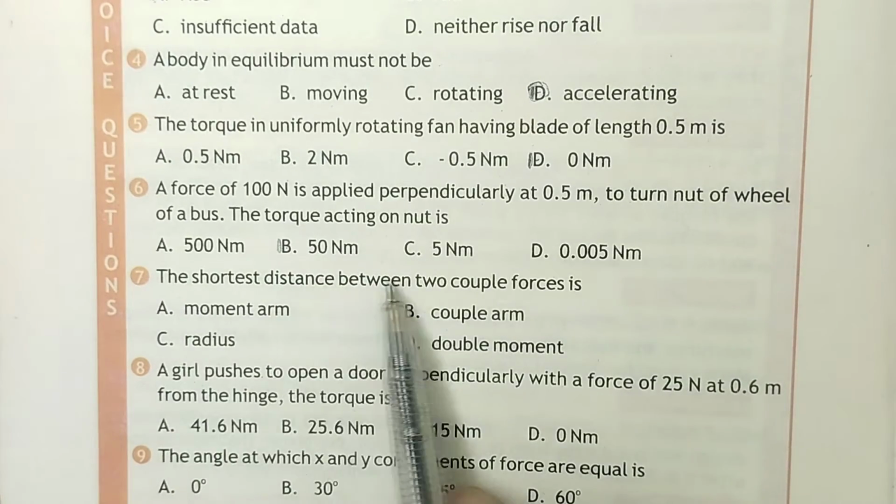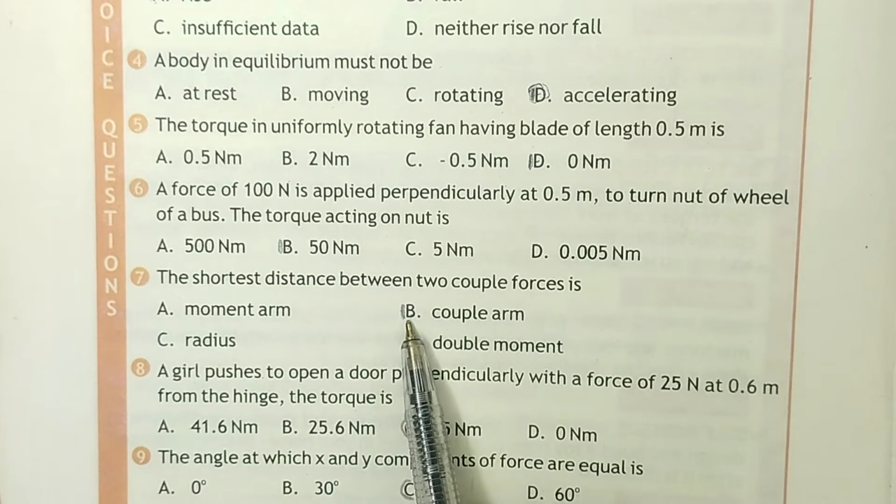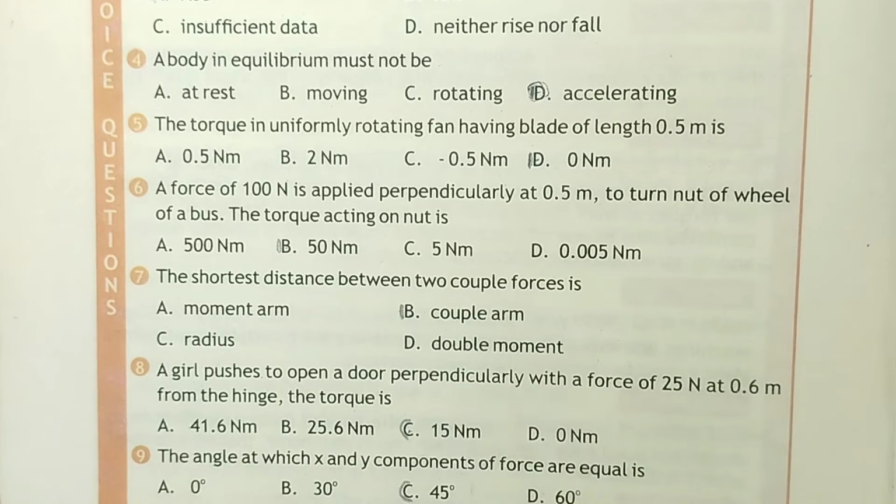The shortest distance between two couple forces is. Option B couple arm.